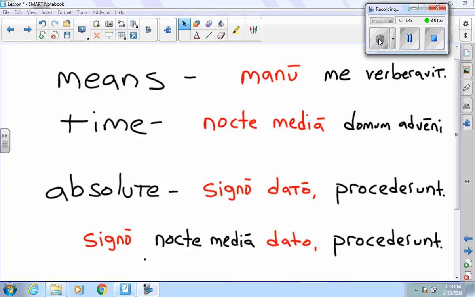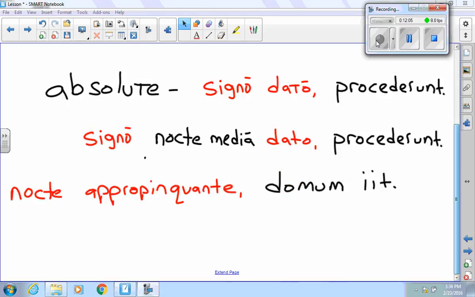As you can see here, I put nocte media inside that ablative absolute, so here I have: the sign having been given at midnight, they proceeded. So I can still have stuff in between those two, but typically you're going to have the noun first and then the participle last. Here I gave you an example of using the present active participle, nocte propinquante, as the ablative absolute. So: with the night approaching, he went home.